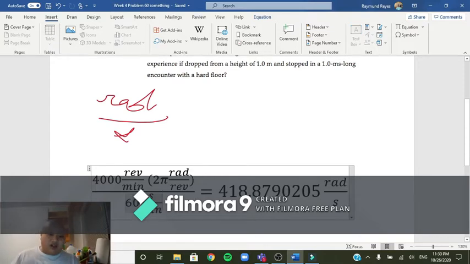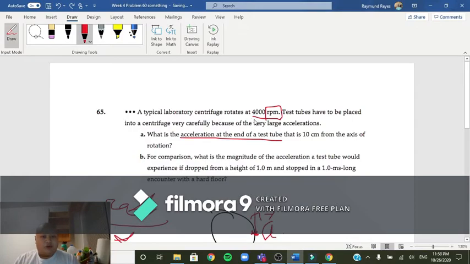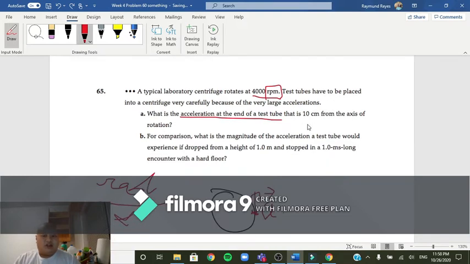So, anyways, there's 60 seconds in a minute, so that means the minutes cancel. With that, you get about 418.88 radians per second. So now we converted the 4,000 revolutions per minute to radians per second. Now we have omega, which we will use to calculate the acceleration of the test tube, which implies that since the test tube is going in the direction of the circle, it will be tangential.